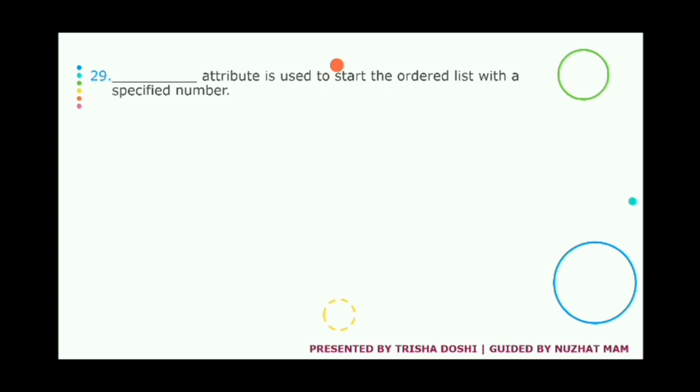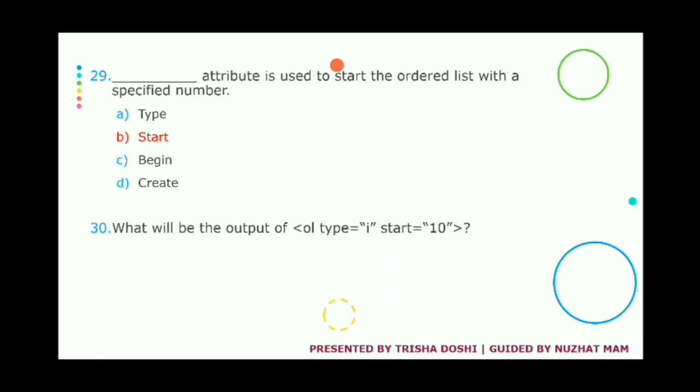Question 29. ___ attribute is used to start the ordered list with a specified number. A. Type, B. Start, C. Begin, D. Create. The correct answer is B. Start.